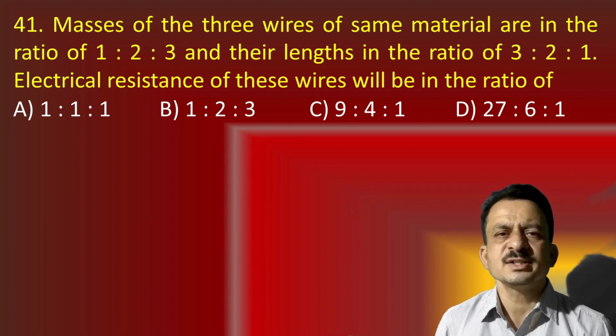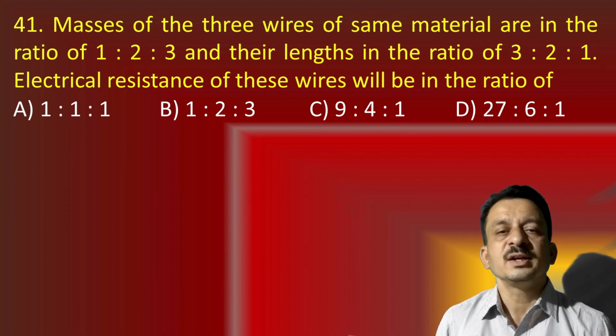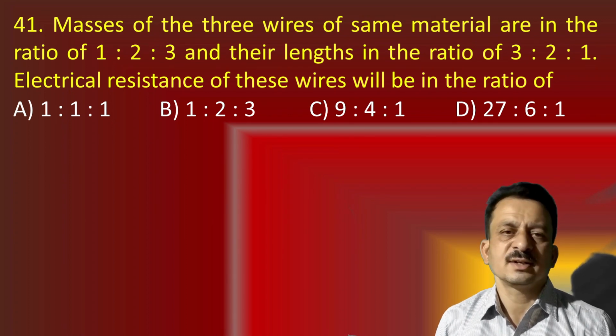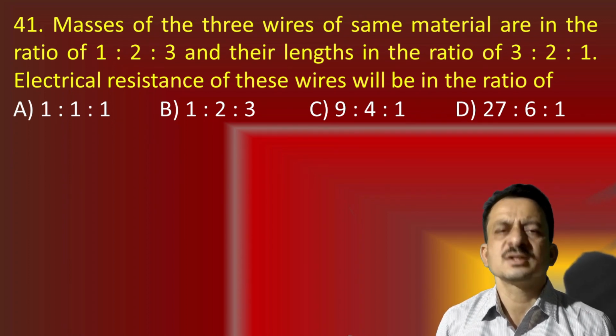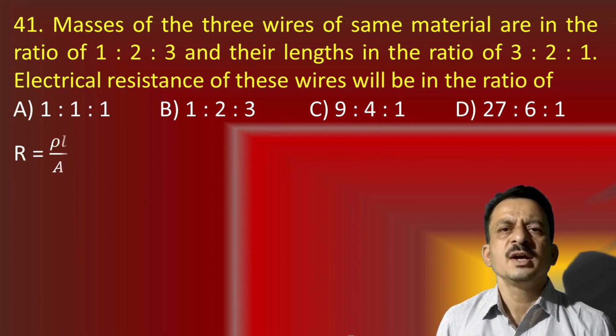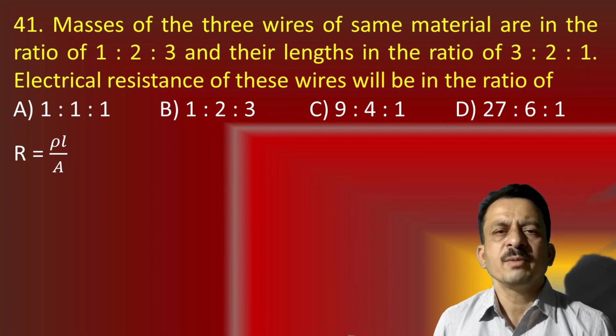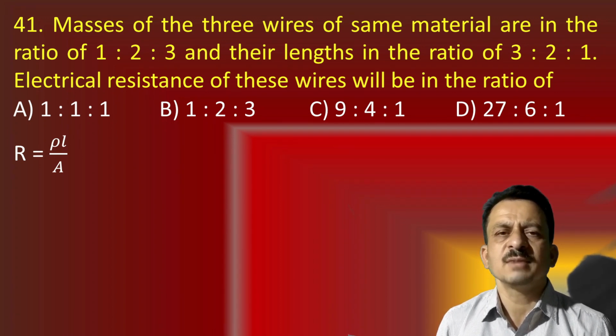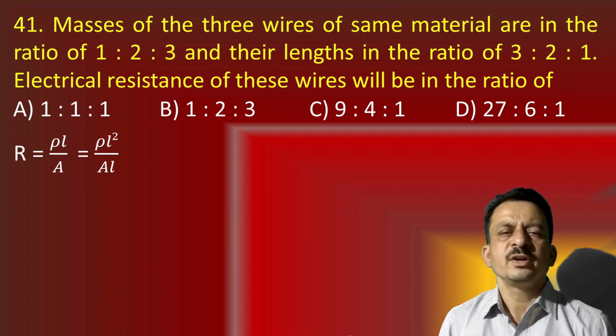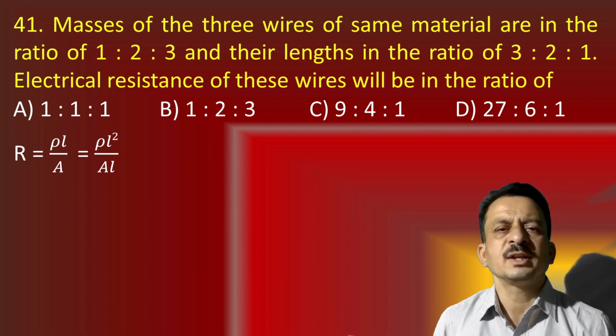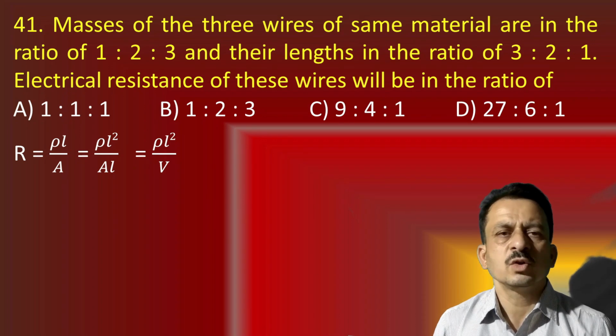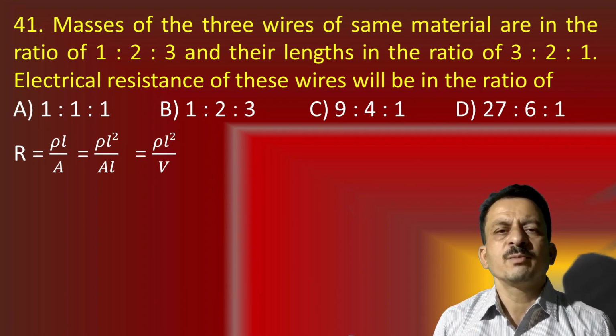We know that resistance is directly proportional to length, inversely proportional to the area, but here they have given the mass. We will look for the mass dependence of resistance. Okay, R is equal to rho into L by A. If I multiply both the numerator and denominator by L, I will get rho into L square by A into L. But A into L is nothing but the volume. Area multiplied by the length is the volume of that wire, so rho into L square by V. Now I will replace the volume by mass and density.